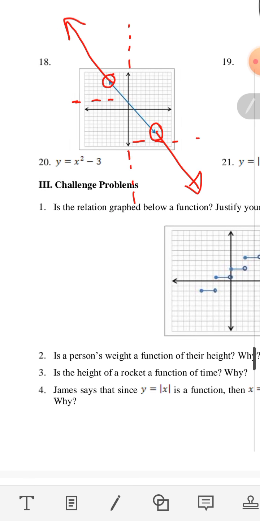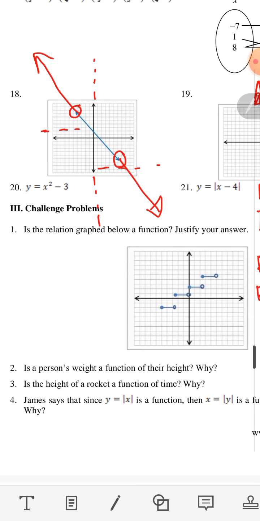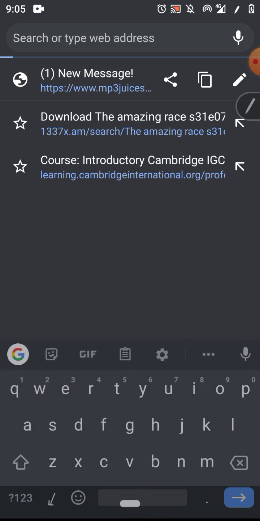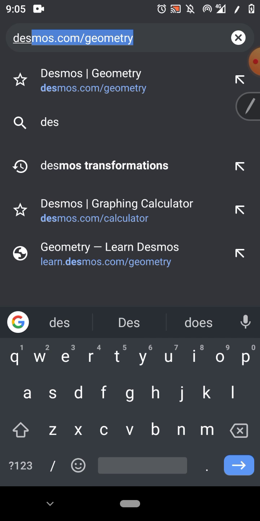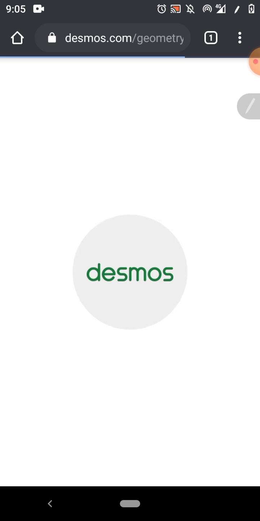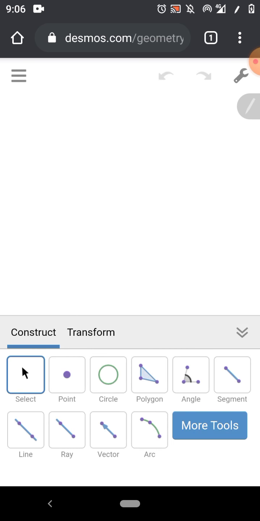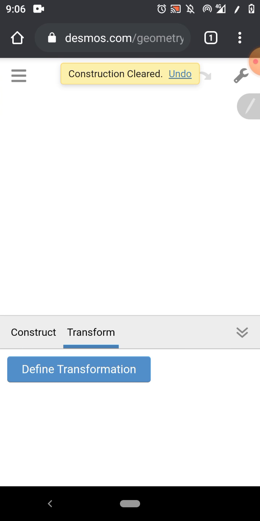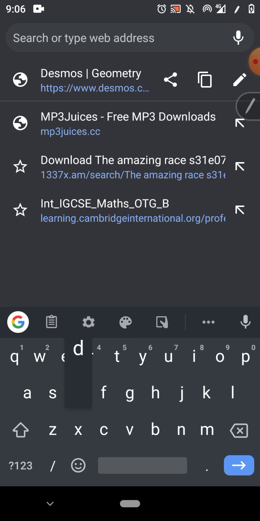Number 20 and 21, those ones, it will be easier if you actually put them on a graph. If I went to Desmos.com, yeah, if I went to Desmos, what is my thing? Desmos calculator.